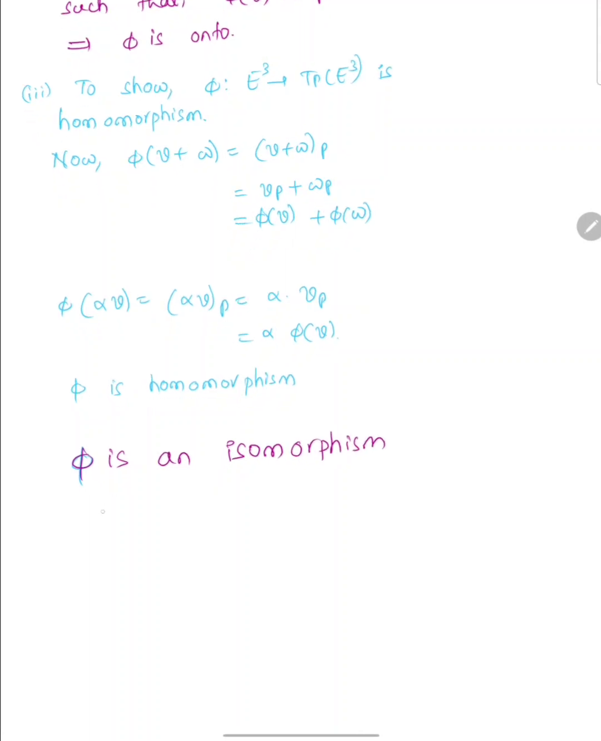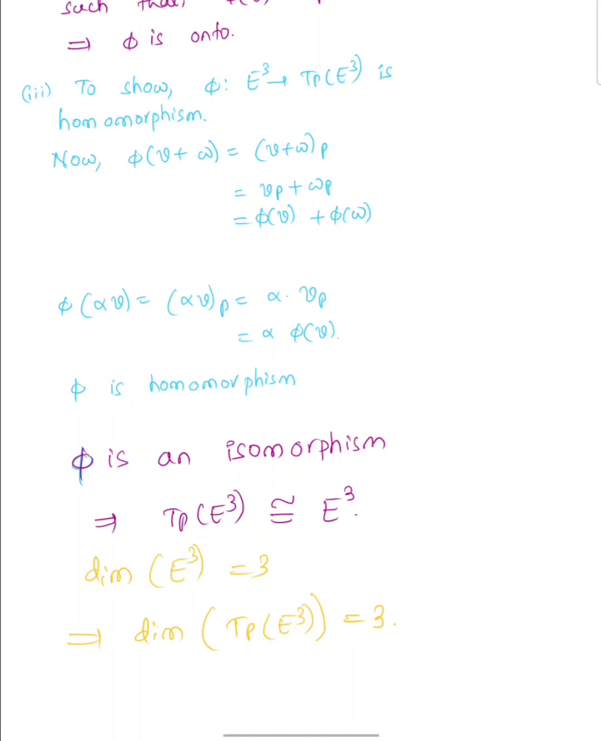So this implies Tp of E3 is isomorphic to E3. But we know that the dimension of E3 is equal to 3. So this implies the dimension of Tp of E3 is also equal to 3. So this is how we can find the dimension of Tp of E3, based on the known vector space E3 whose dimension was 3. So this is about the tangent vector space and its dimension.